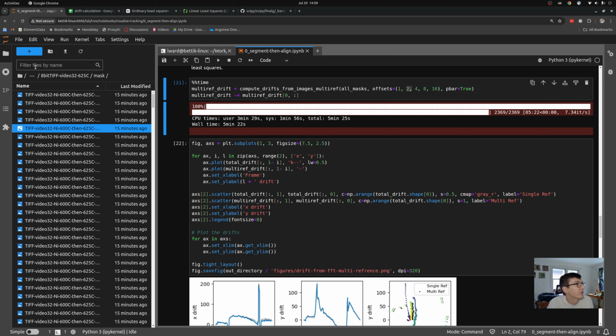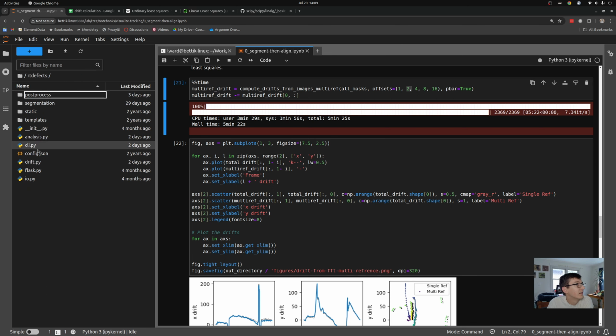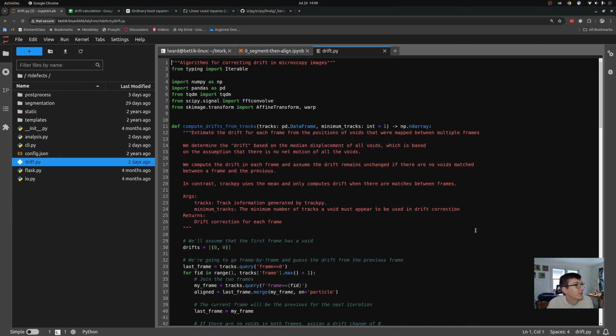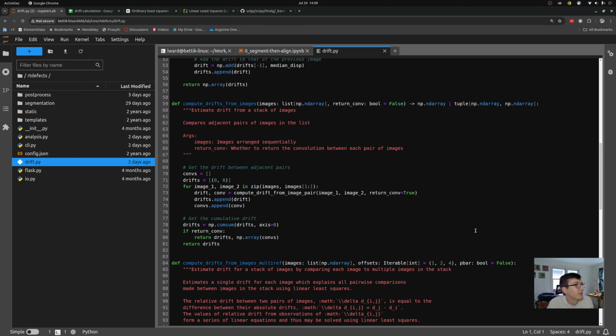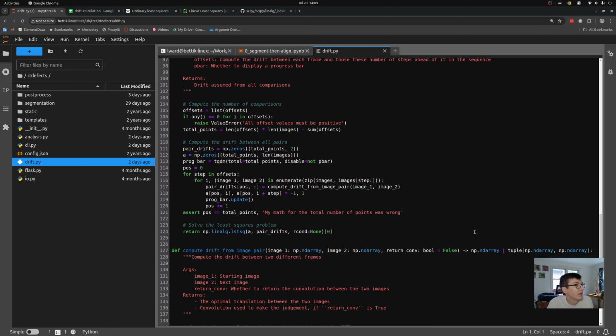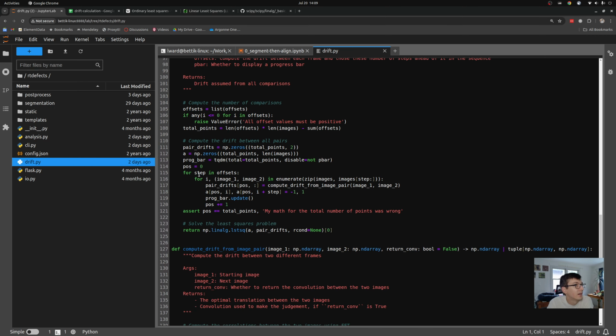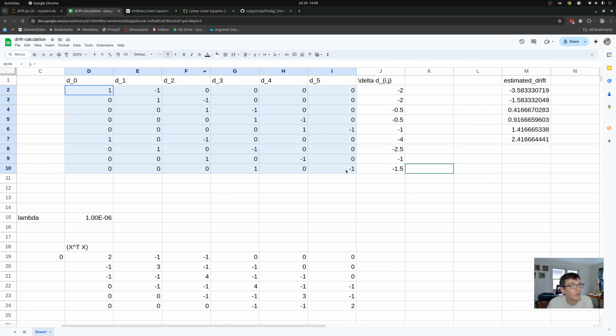And then if we go to the source code, we'll walk back to the source code of this. You can see here the way that it works. I go through and here we are. I loop over and I compute the relative drifts between many different image pairs. I'm forming a big set of linear equations here. That's this matrix from the examples I showed you.